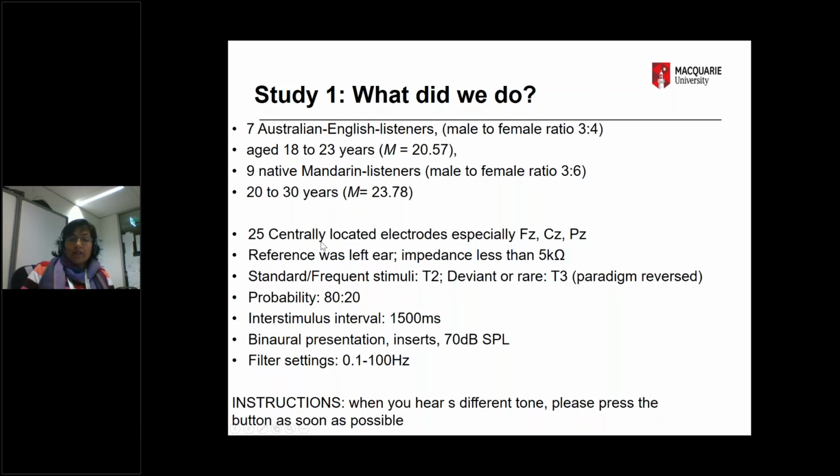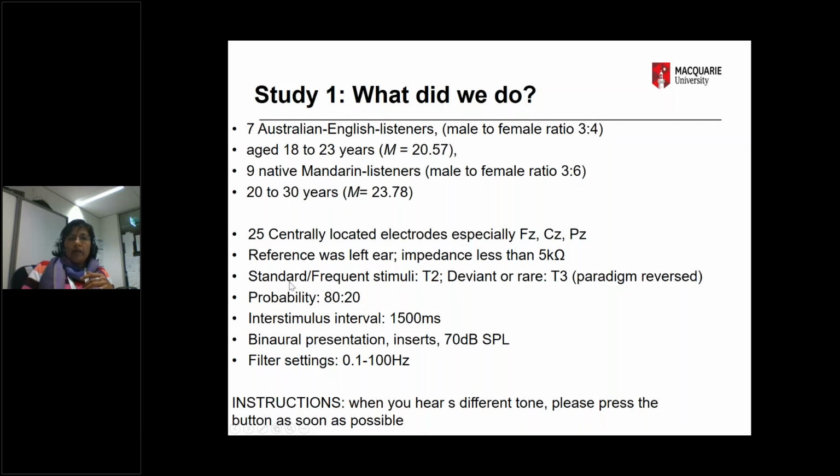Anyway, so we also recorded this response from 25, I guess, places on the head. But if we had to do it clinically and we had fewer options, I would definitely choose FZ, CZ, and PZ. If you had to choose only 2, FZ and PZ would be quite sufficient. Because it was research, we looked at 25 channels. The reference could be either ear, because we're not looking at hemispheric differences. We just want to know the P300 at the midline, which is your Z, the center of the head.